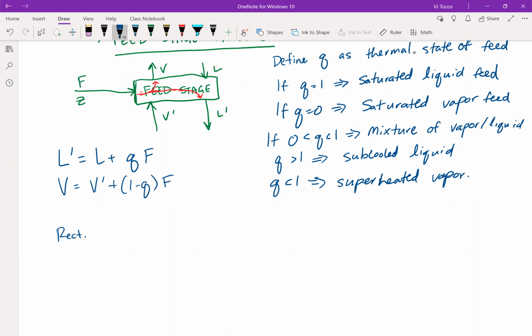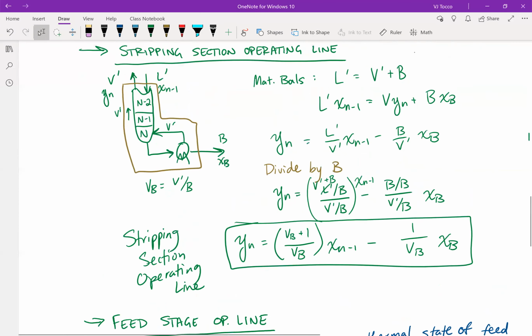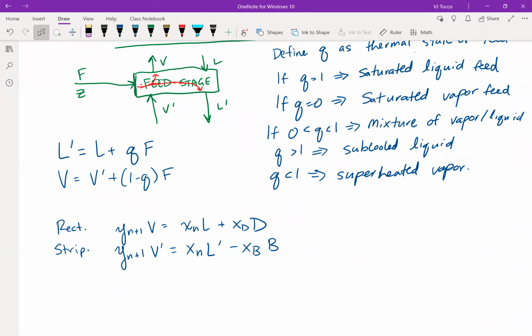So for my rectifying section, remember that I had this from before. y of n plus 1 times V is equal to x n times L plus x D times D. That was on the top of the column. And my stripping section was y of n plus 1 times V prime equals x n times L prime minus x B times B. So I adjusted the subscripts just to make them match, but this should be matching with what I've had from before. Right, if I rearrange it to get them in the same format.